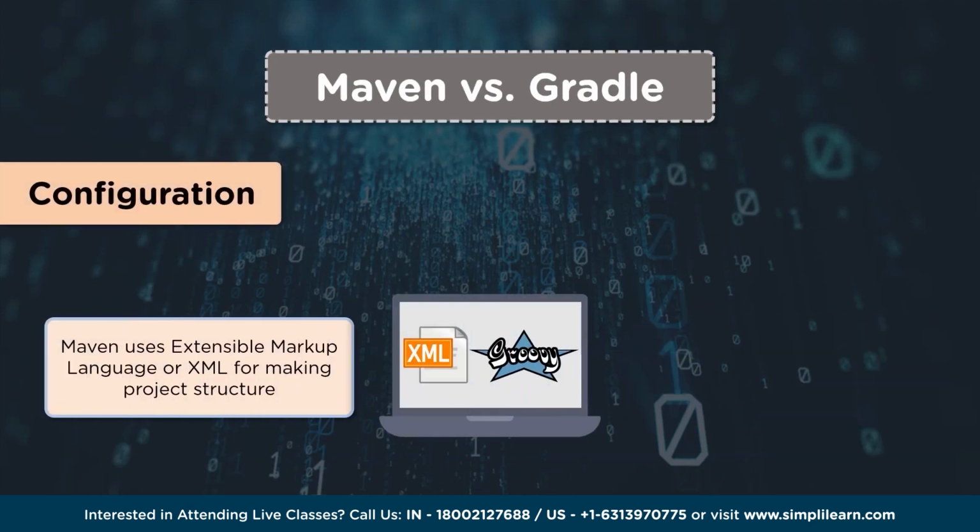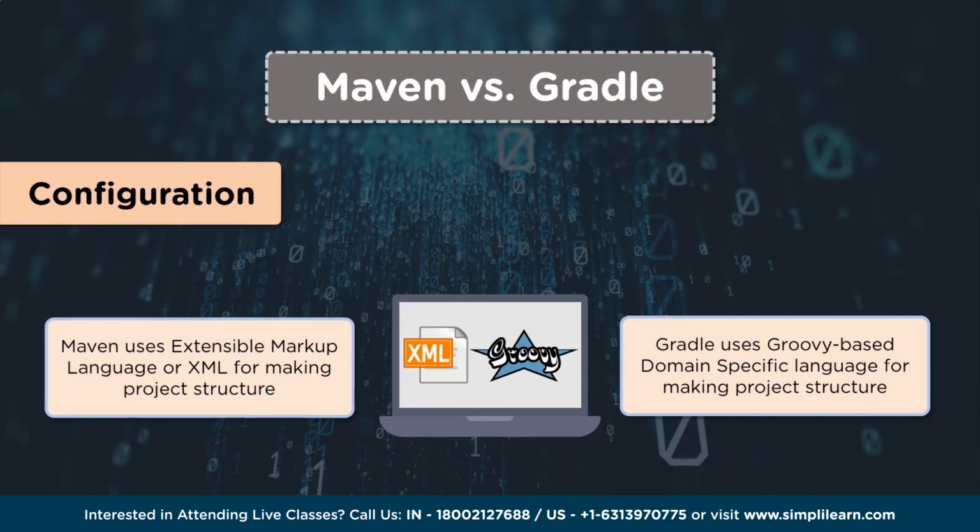Now, the third pointer is configuration. As we know, Maven uses extensible markup language or XML for making the project structure. Maven uses an XML file for declaring the project and its dependencies. Whereas Gradle on the other hand doesn't use an XML file for the declaration of project configuration. Gradle uses Groovy based domain specific language for making the project structure.